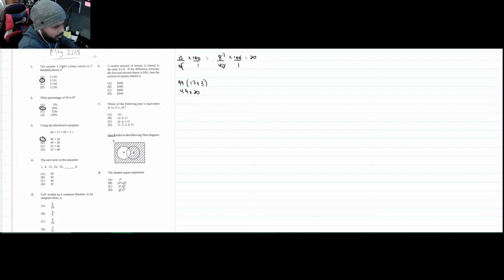The next term of the sequence is, this looks like a Fibonacci sequence, but actually no, I just add 6 and 1 is 7. I add 7, then 13 plus 9, then 22 plus 11. So I'm just adding a sequence of odd numbers: 5, 7, 9, 11. Then I have to add 13, so I'll get 46.